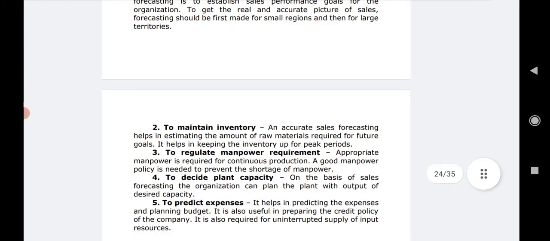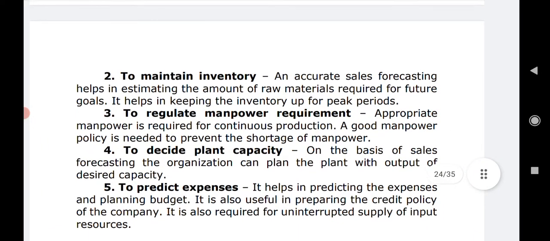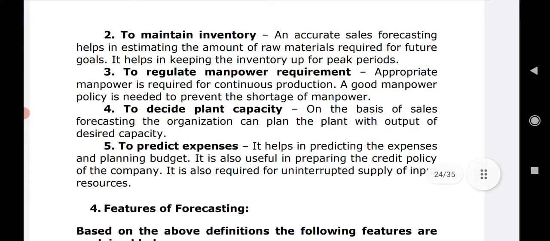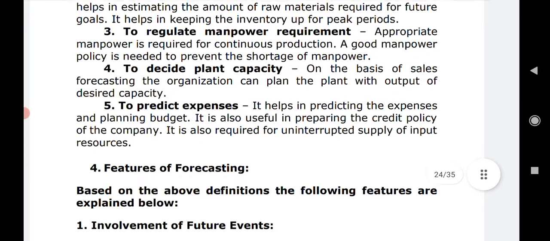Next is to maintain the inventory. An accurate sales forecast also helps to estimate the amount of raw materials that may be required to meet future goals, so it helps to keep the inventory under control. In a peak period we can hold more inventory, and in a slack period we can avoid investing in inventory. Such decisions can be taken.